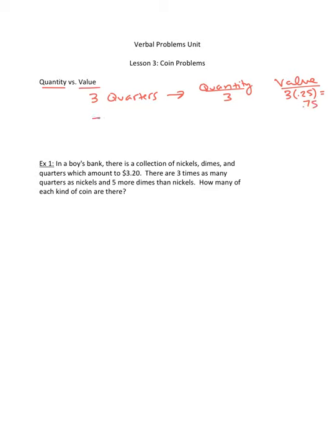Or if I had 5 nickels, my quantity is I have 5 coins. But my value is I have 5 times, they're each worth 5 cents. 5 times 5 cents, I have 25 cents.